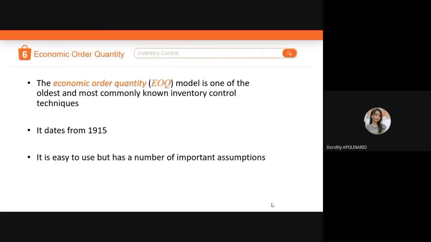Next, please. Next is defining EOQ. So what is EOQ? EOQ, or the Economic Order Quantity Model, is one of the oldest and most commonly known inventory control models, and it is easy to use but has a number of important assumptions. Next, please.